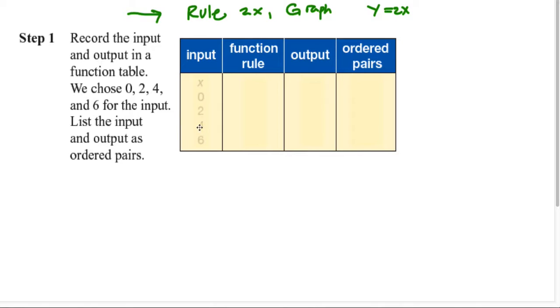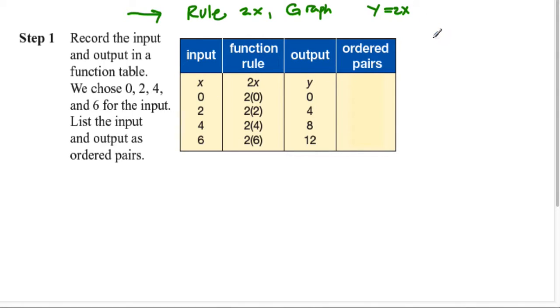So first we list our input, which is our x right there, 0, 2, 4, and 6. That is our input. Our function will be 2x. So that means it's 2 times 0, 2 times 2, 2 times 4, and 2 times 6. So our output will be the product of 2 times x, which is y in this case. So 2 times 0 is 0, 2 times 2 is 4, 2 times 4 is 8, 2 times 6 is 12.